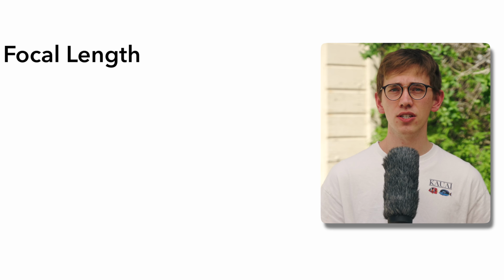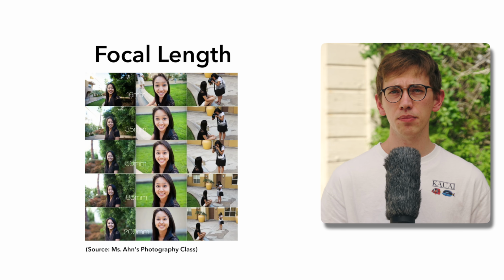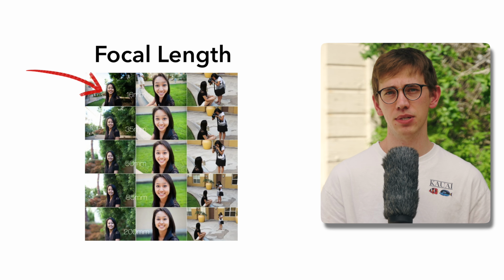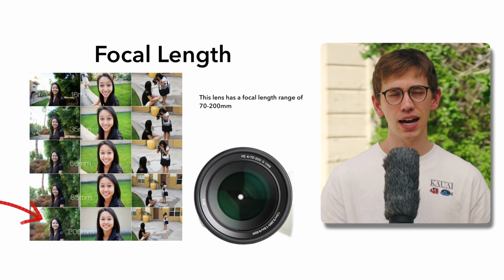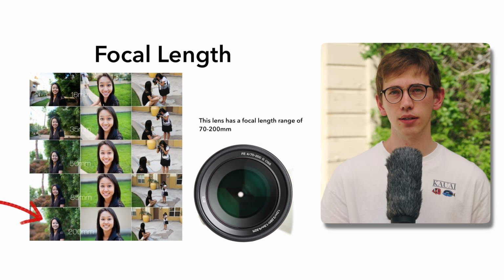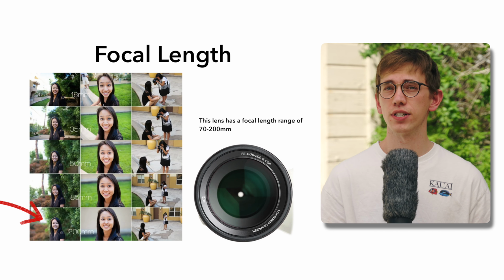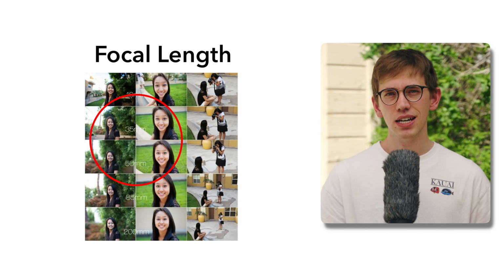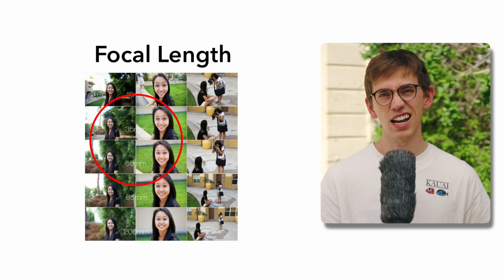Next set of numbers is your focal length. A lower number means a wider shot. Think GoPro or wide landscapes. A higher number means a tighter, more zoomed in shot, like sports or portraits. Somewhere in the middle, like 35 or 50, is pretty close to how our eyes naturally see things.